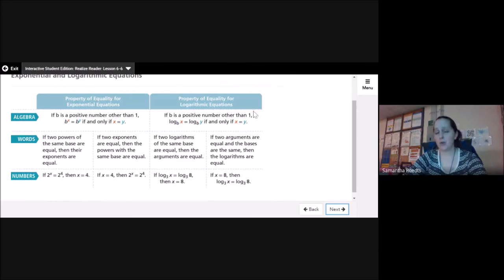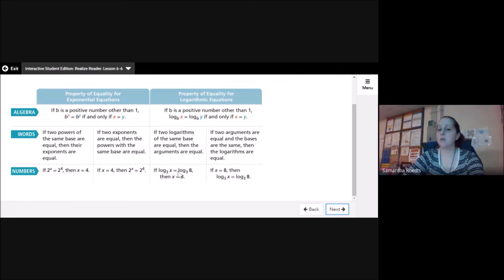You also have the property of equality for logarithmic equations, which is almost the exact same thing as the property of equality for exponential equations, except you're dealing with logs. So if b is a positive number other than 1, log base b of x equals log base b of y if and only if x equals y. So if two logarithms of the same base are equal, then the arguments are equal as well. So if log base 3 of x equals log base 3 of 8, then x has to equal 8. In the same vein, if x equals 8, then log base 3 of x has to be log base 3 of 8. And that is the end of Unit 6, Lesson 6.